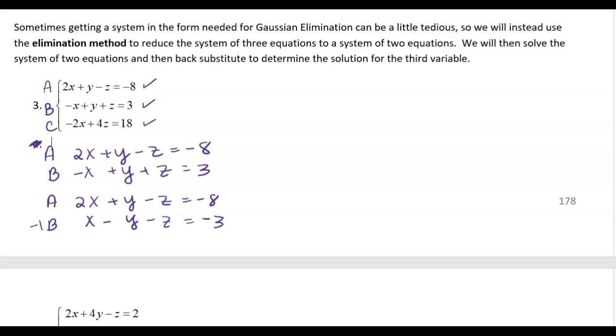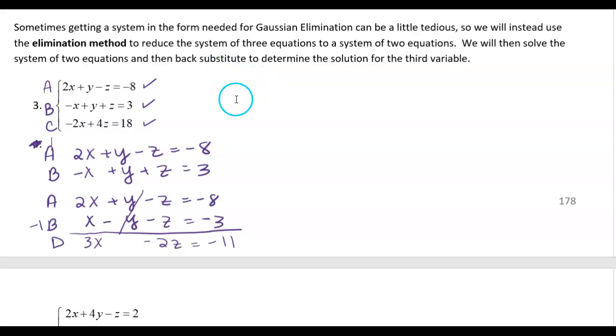Okay, so my equation B will now be positive x minus y minus z equals negative 3. And then if I draw a line and I add down the columns, the y's are going to eliminate. I'm going to get 3x minus 2z equals negative 11. Okay, and I'm going to call this equation D.